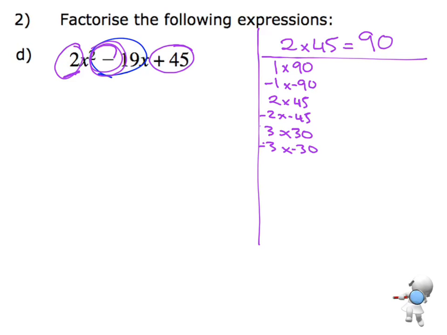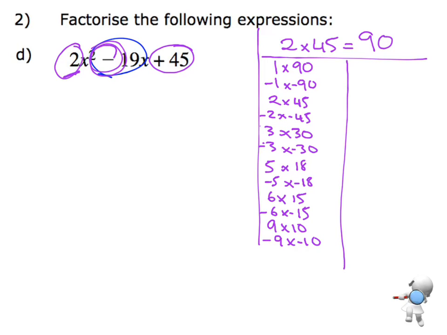4, I can't do 4. 5, I could do 5 times 18 or negative 5 times negative 18. 6, I could do 6 times 15 or negative 6 times negative 15. I can't do 7, 8, no, 9, I could do 9 times 10 or negative 9 times negative 10. And that's all the possibilities. So that's all my factors of 90.